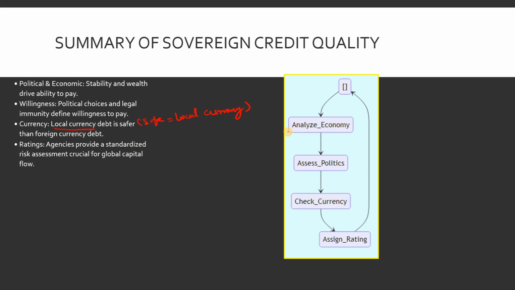Our final summary diagram shows the professional analytical loop. We first analyze _economy for strength, then assess _politics for willingness. We check _currency to identify default risk, and finally, we assign _rating to summarize our findings for the market. As a trainer, I hope you leave this session with a clear roadmap for analyzing any nation's debt. By focusing on these 4 steps, you can look past the headlines and see the true credit reality of a sovereign borrower. If you can master sovereign credit quality, you can understand the ultimate foundation of risk in the global financial system. Thank you for your attention.